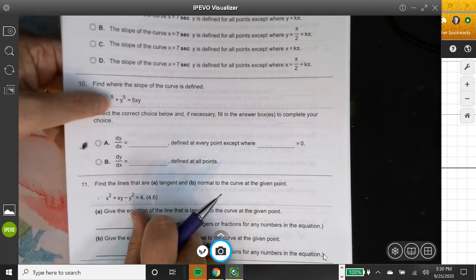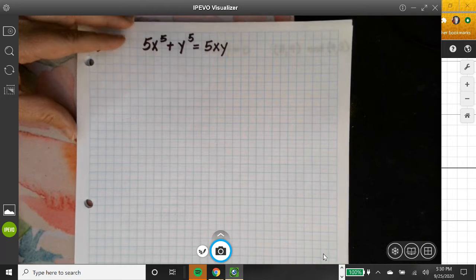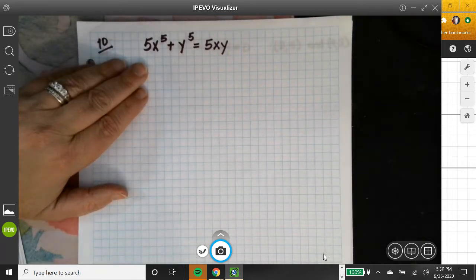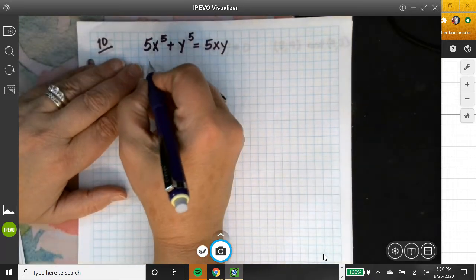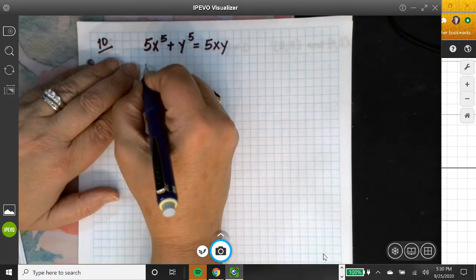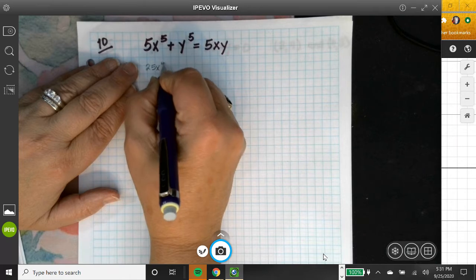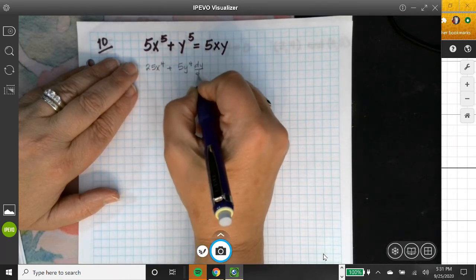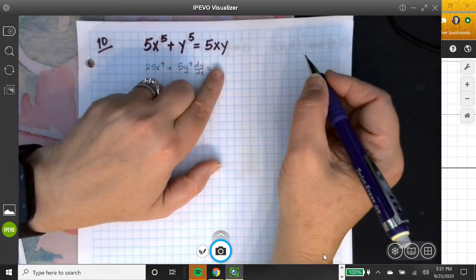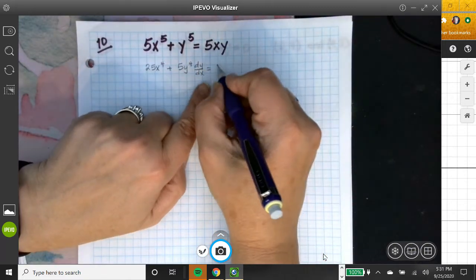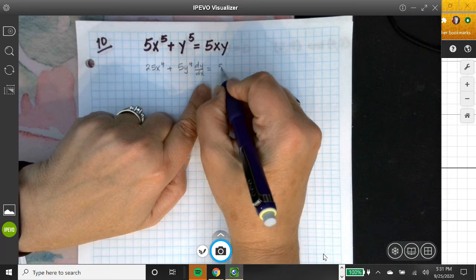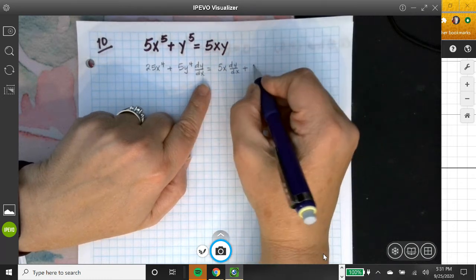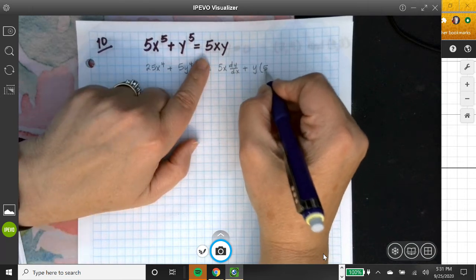All right, so I took the liberty of writing it already here so that I could have a nice piece of paper to start with, okay? So I'm going to find the derivative implicitly. The derivative of the left side will be 25x to the fourth plus 5y to the fourth dy/dx. And I have to use the product rule on the right here. If I use 5x as my first, it'll be first, 5x, times the derivative of the second, dy/dx, plus second, which is y, times the derivative of the first, which is 5.